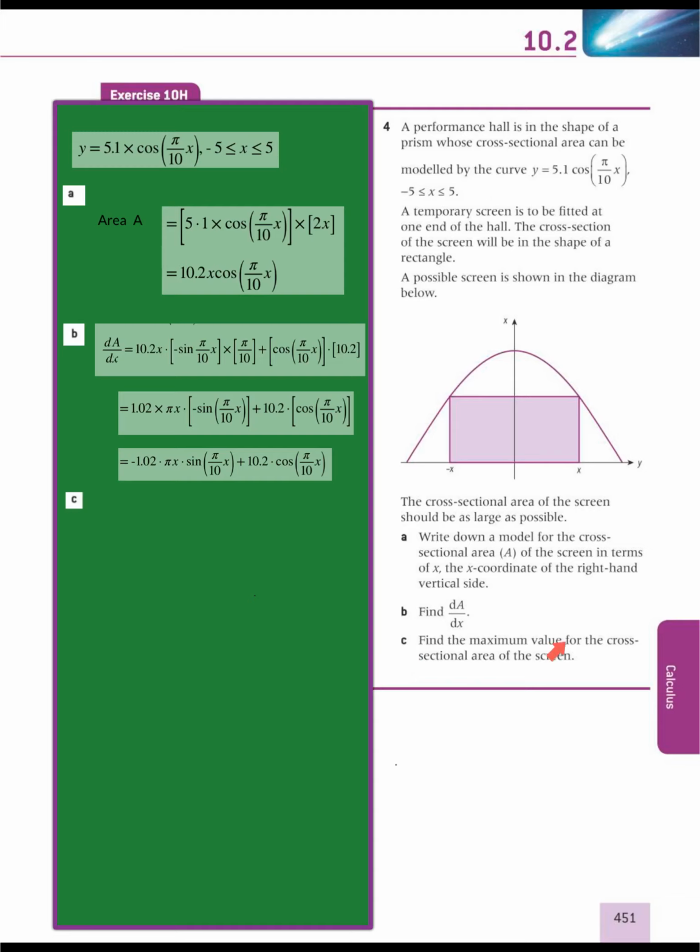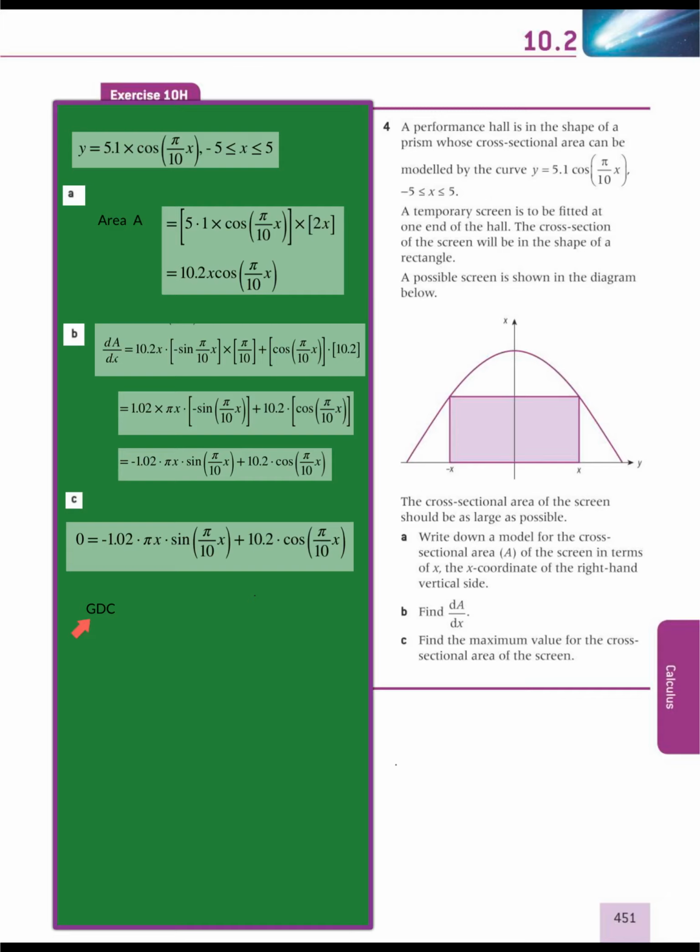Okay, C: find the maximum value for the cross-sectional area of the screen. The maximum would be where this derivative is equal to 0, right? The slope is 0 at the maximum. So we have to find the value of x for when the derivative is 0. When we find x, we will then be able to determine the maximum value for the cross-sectional area, because we'll know x. We can go back to this one here, and solve this for x when that's equal to 0.